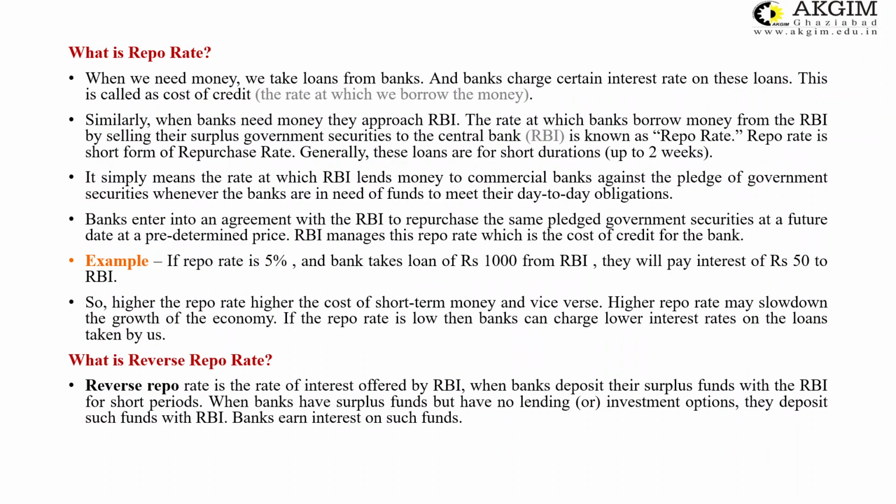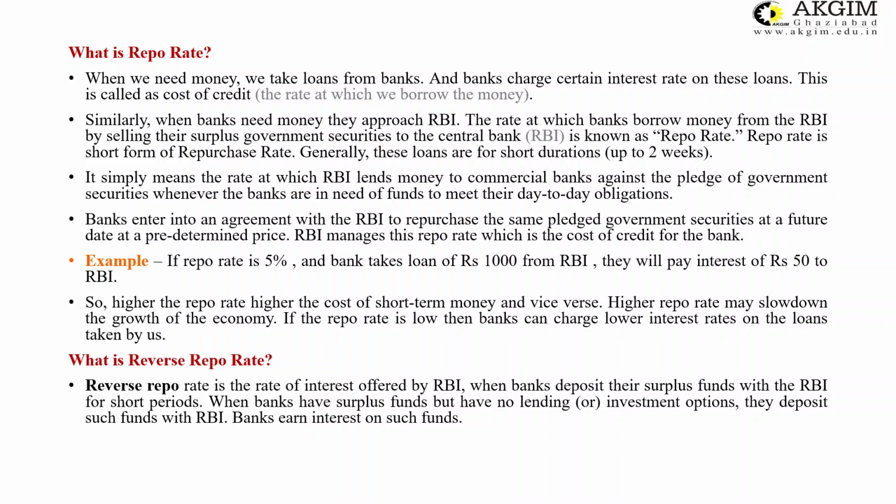Then comes the repo rate. Repo rate is also called the repurchase rate. When we need money, we go to a bank, we take loans from the bank, and the bank charges interest from us. Same is the case when the commercial banks need money, they approach the RBI. The RBI is the central bank, so the banks approach the RBI for loans, and the RBI gives the loan to the commercial banks by taking securities from them. So if a commercial bank needs a loan, they have to pledge certain government securities to the RBI, and the RBI charges interest for that loan.